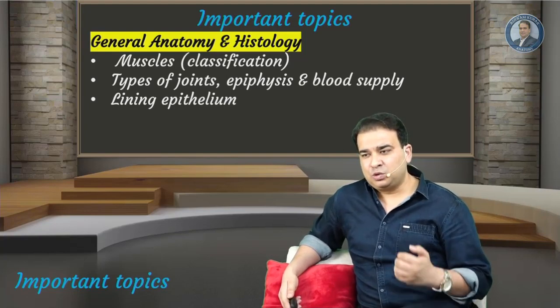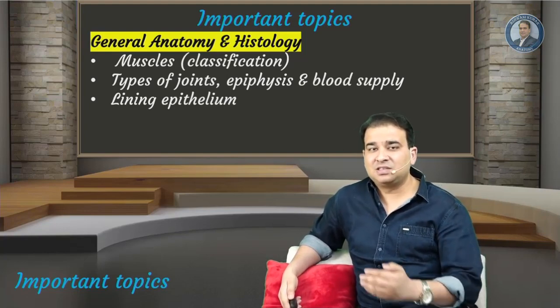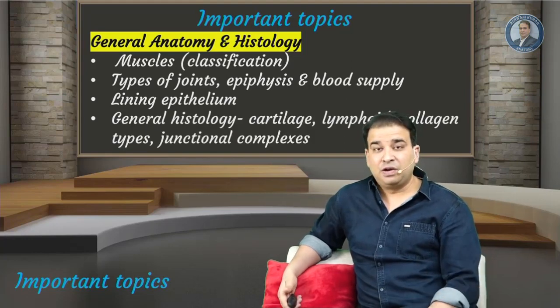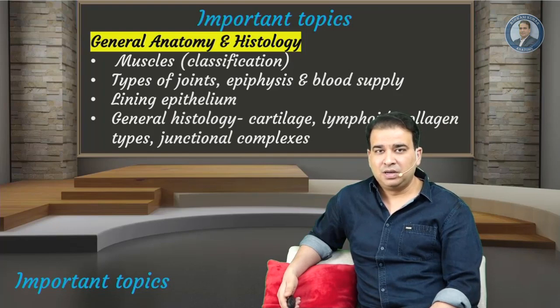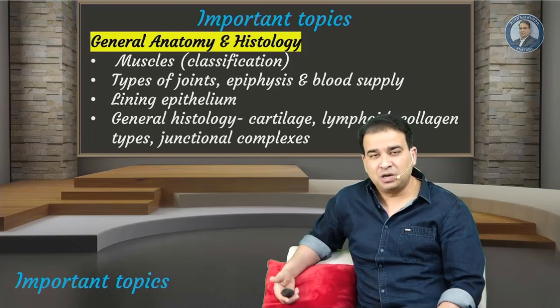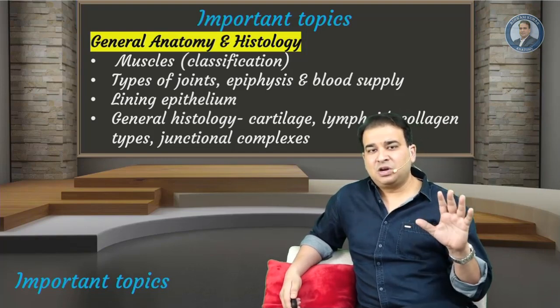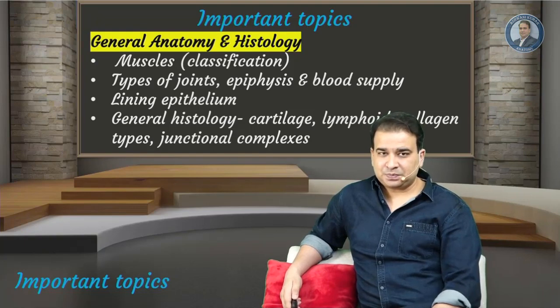Well, I would suggest you stress more on the general histology rather than the systemic histology. The general histology, like the cartilages, the types of lymphoid. Lymphoid, I would say, is probably the most important. The types of collagen fibers, the junctional complexes. So these are the topics that you must do from the general histology part. So this is about the general anatomy and the histology.